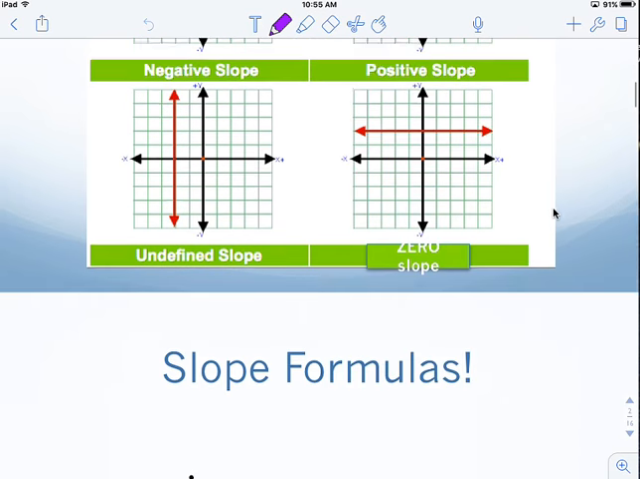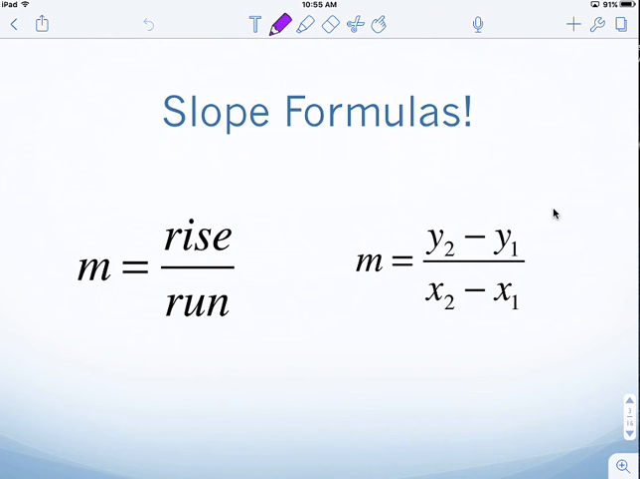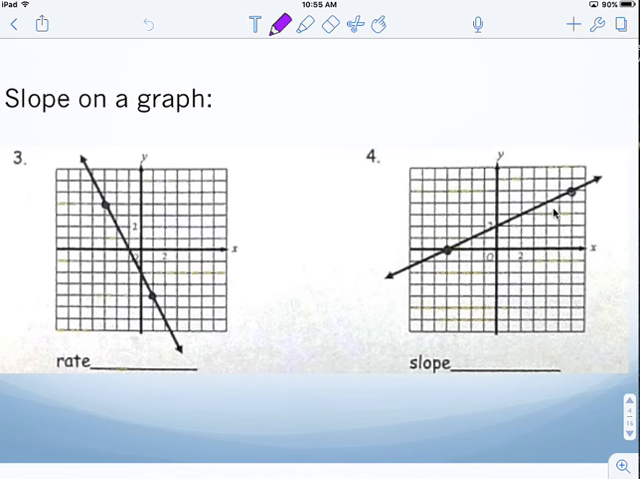You also have two slope formulas that you need to have memorized, which represent the same thing. When dealing with the graph, you can think of slope as rise over run. When dealing with 2 points, you use the formula y2 minus y1 all over x2 minus x1. We're going to start by looking at slope on a graph.